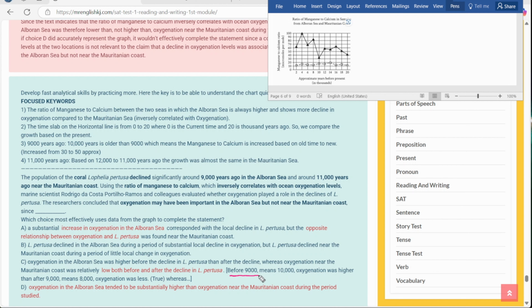Here you can understand why. Before 9,000 means 10,000, as I was explaining. Oxygenation was higher, yes. Whereas low before and after. But no, it is not low. It's almost same. So wrong.